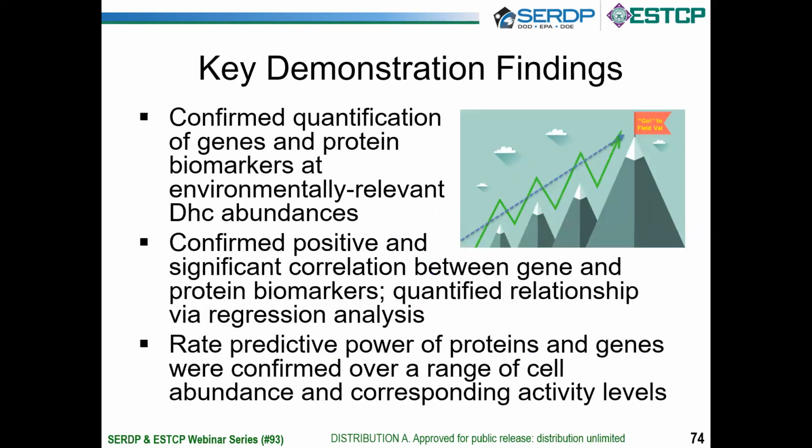So on slide 74, the key findings are, number 1, that we confirmed that we can quantify the RDA genes and proteins at environmentally relevant M&A range abundances of DHC. We confirmed the positive and significant correlation between the RDA genes and protein biomarkers, and further quantified that relationship via regression analysis, and demonstrated the predictive power of gene and protein biomarkers in this laboratory study.